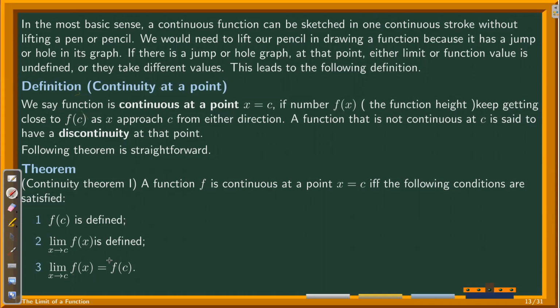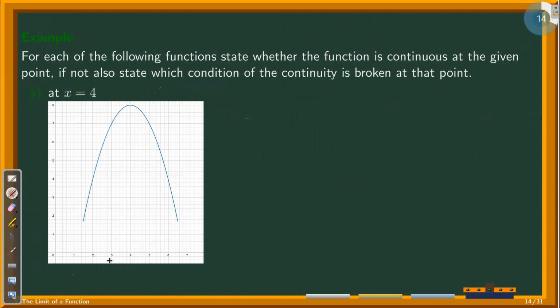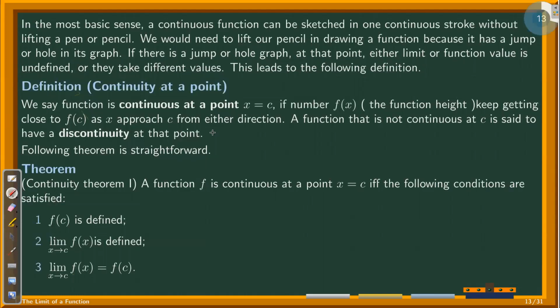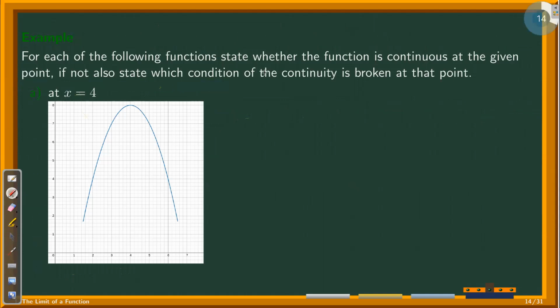Okay, good. Now we will do the same problem. You have to say whether the function is continuous at the point, and which condition of continuity is broken. So here I will do it in another order now. For each of the following functions, state whether the function is continuous at the point, and also state which condition of continuity is broken.